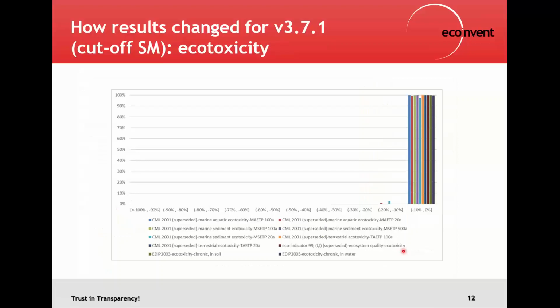It's quite a similar effect we see in the ecotoxicity category. The changes remain discrete and quite also homogeneous. As you can see here, there's almost 100% of the data sets in the database that will experience a 10% decrease in the scores, calculated with the indicators under the ecotoxicity category when you compare 3.7 and 3.7.1.